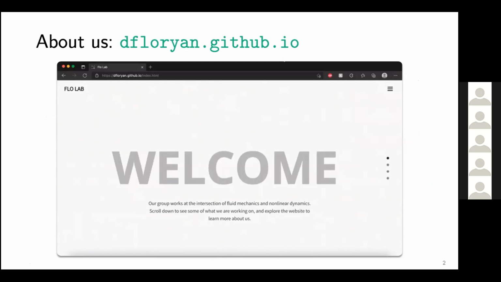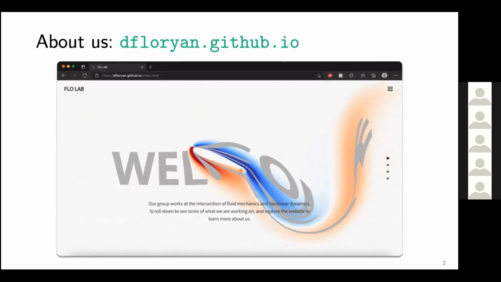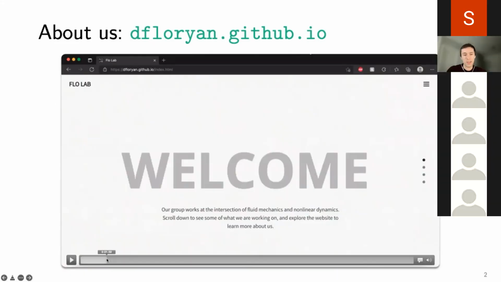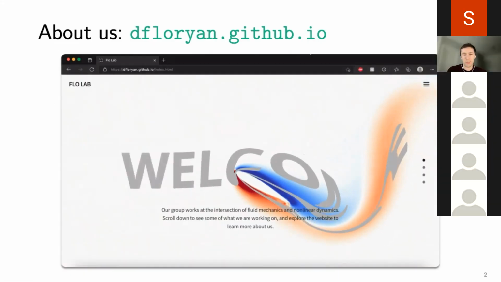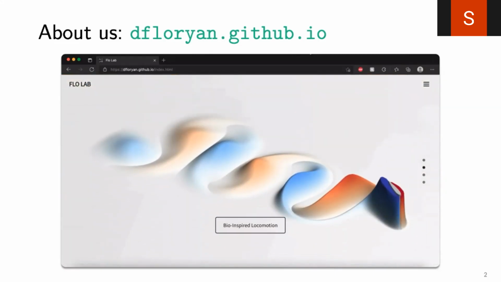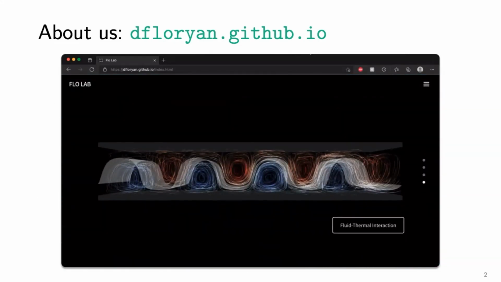And the sort of thing that our group works on is the intersection of fluid mechanics and nonlinear dynamics. Some of the topics that we're interested in include things like bio-inspired locomotion. Other topics are learning structure in complex systems and how fluids and thermal effects interact with each other.